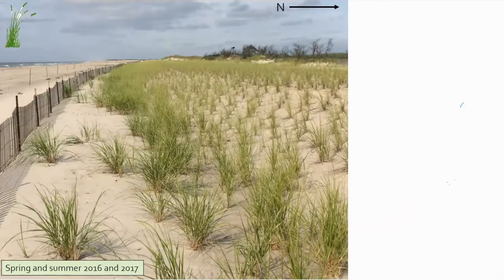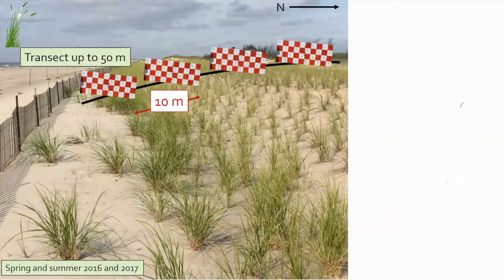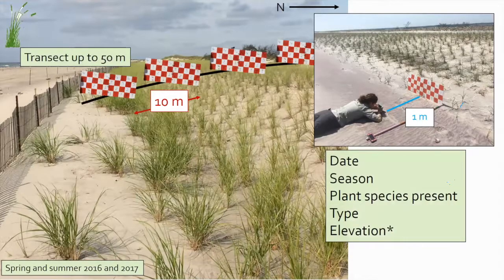So to get at the vegetation density, we conducted transects in the planted dunes and in the natural overwashes. And these ran 50 meters north from the south toe of the dune. And every 10 meters, we placed down an adapted density board and took a picture 1 meter back from the board to get indices of vegetation density. And at each sample location, we collected the date, season, the species that were present, the type. So this refers to whether it was either planted or whether it was a natural overwash area. And elevation, which we derived from LiDAR, which was collected every year at our site.